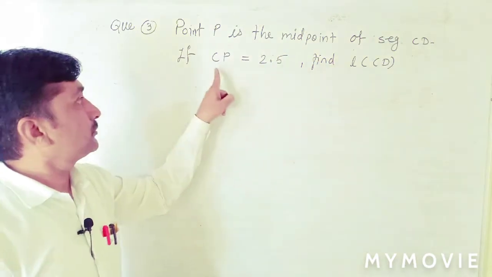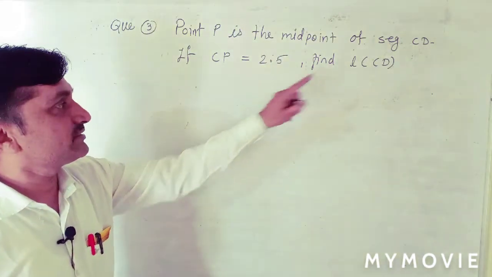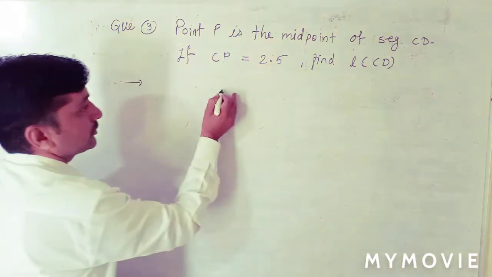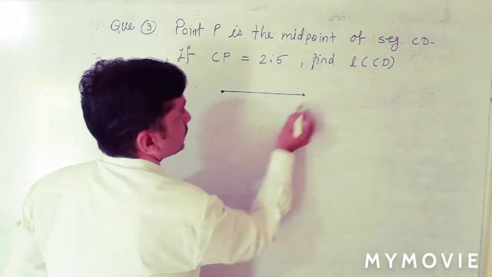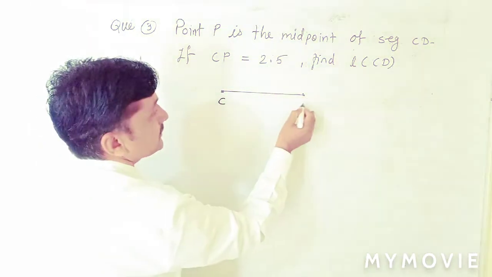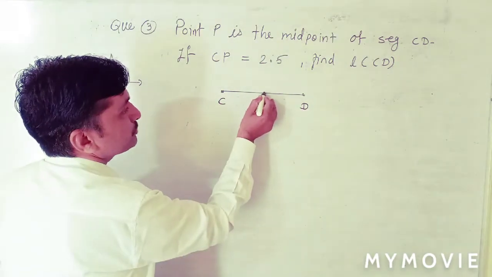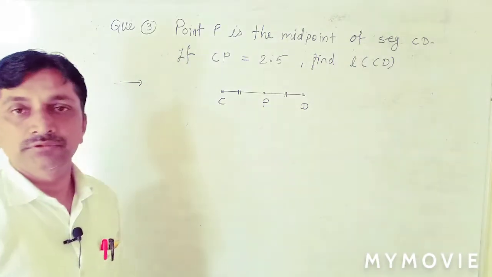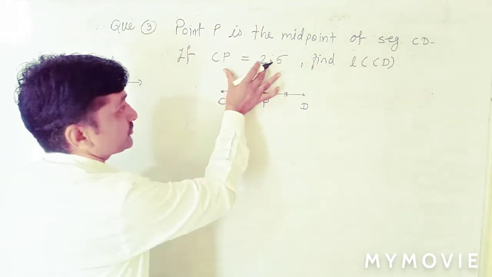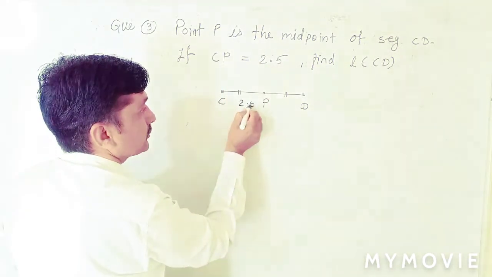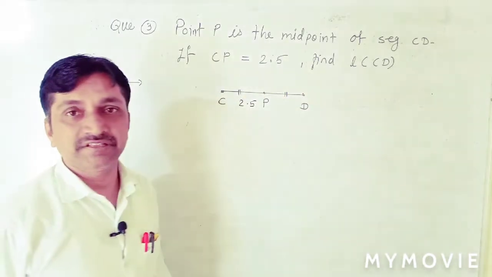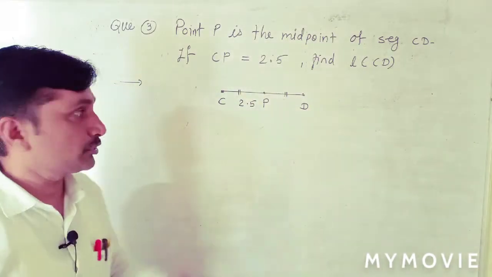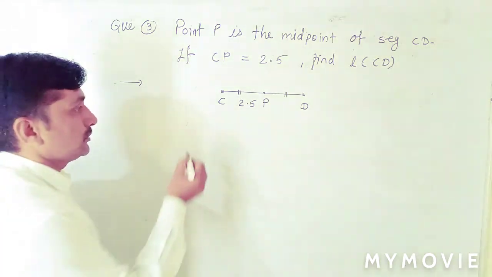Example number 3: point P is the midpoint of CD. Again midpoint. CP is given 2.5, find CD. For that first draw a rough figure. Now here CD is the segment and P is midpoint of that. Here I do the identical mark. Now length of CP is given, CP is 2.5, and we want total length CD, and that will be double because here half distance is given.